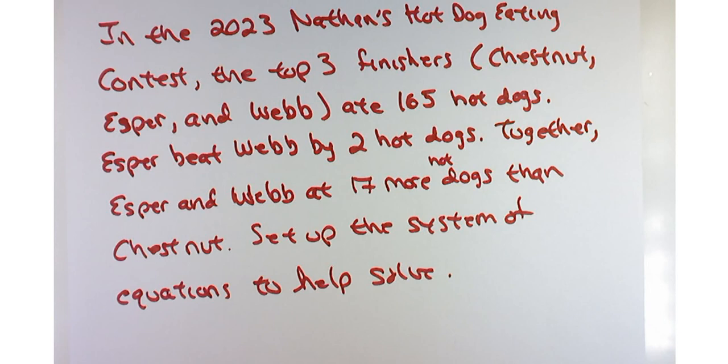The top 3 finishers in Nathan's hot dog eating contest in 2023 were Joey Chestnut, somebody named Esper, and somebody else named Webb. They had a combined 165 hot dogs. That's a lot of hot dogs. Esper beat Webb by 2 hot dogs. Together, Esper and Webb ate 17 more hot dogs than Chestnut. Set up the system equations to solve.